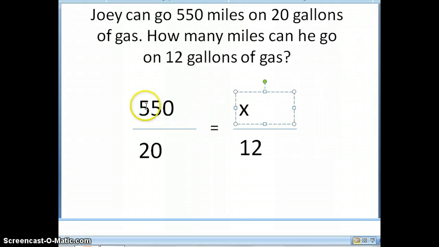Now I just want to double check. This was miles, so this is miles, this is gallons, and this is gallons. So it's really important to make sure that you stay consistent with each ratio. And that is completely set up.